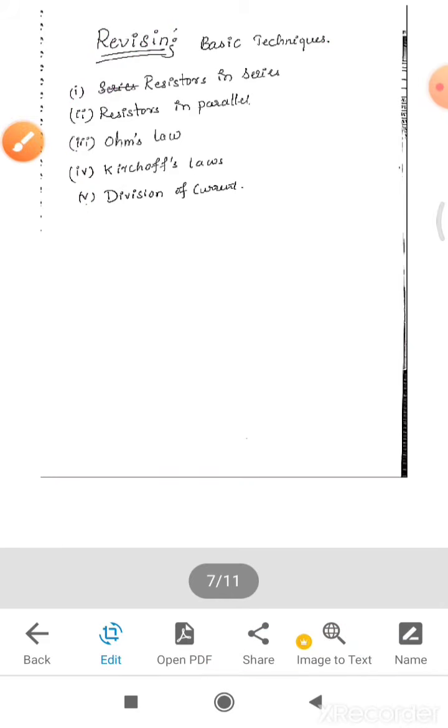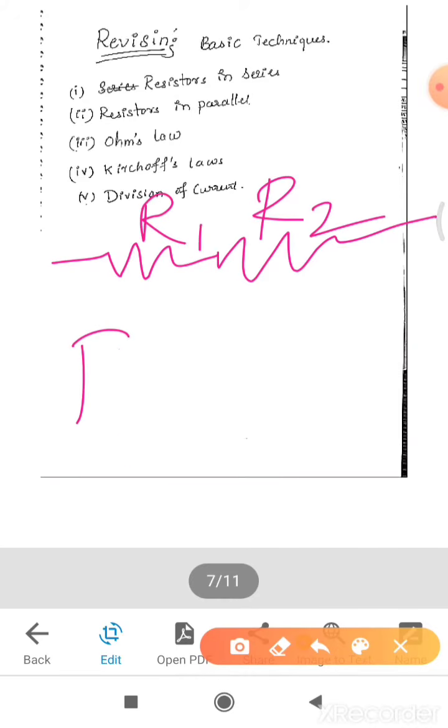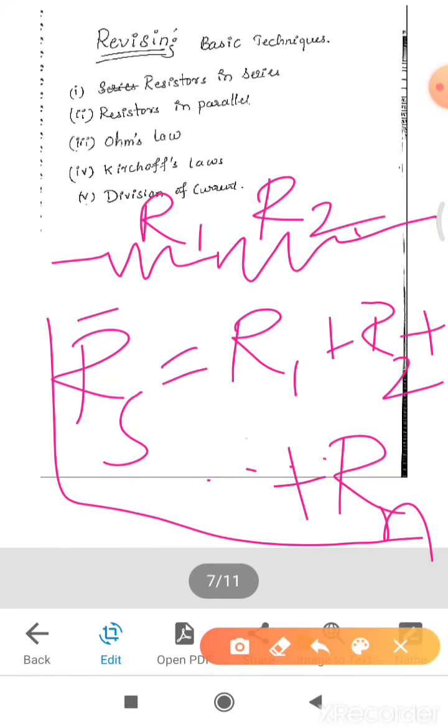Okay, let's see what is resistors in series. If two resistors are connected in series, R1 and R2, then the equivalent resistance will be R1 plus R2. Suppose there are n number of resistances, then it will be R1 plus R2 and so on up to plus Rn. I hope you know this. It is the equivalent resistance in series.